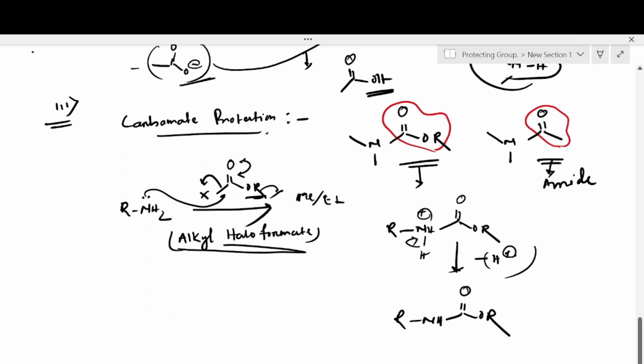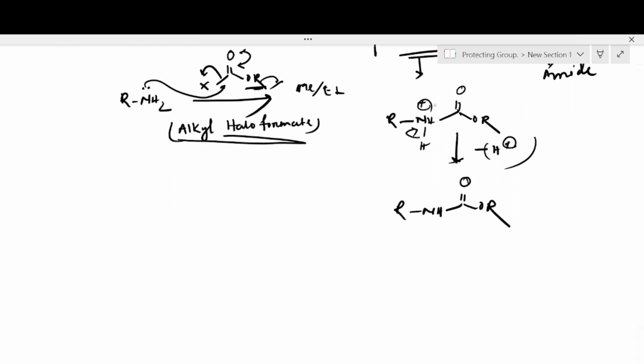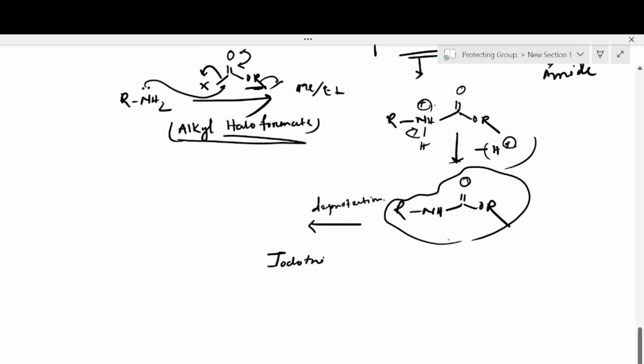So carbamate, this is the way we form a carbamate protection of amine. After the formation of the carbamate protecting group, we need to deprotect it. How will we deprotect? We can deprotect in the presence of iodotrimethylsilane, that is CH3 three SiI. This is the reagent we need to deprotect the carbamate to amine.